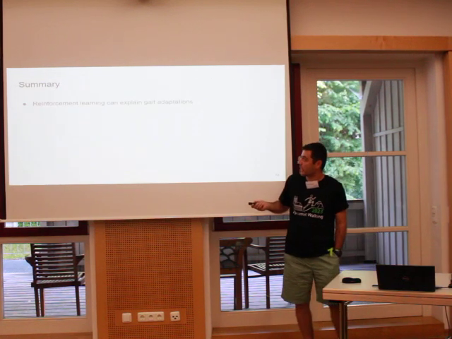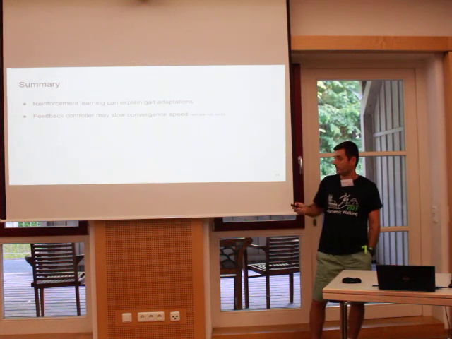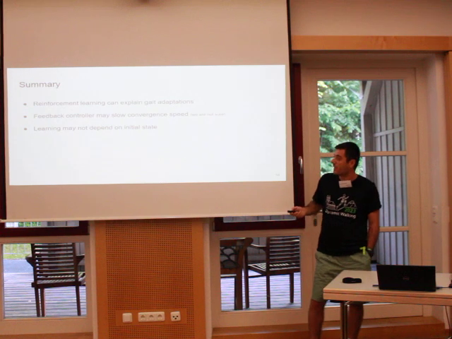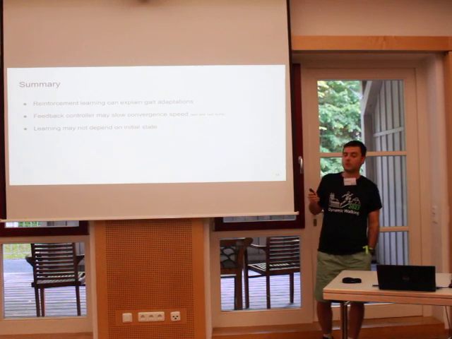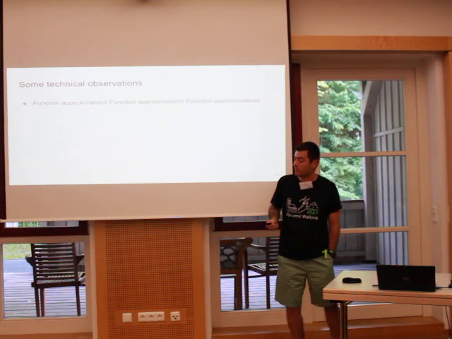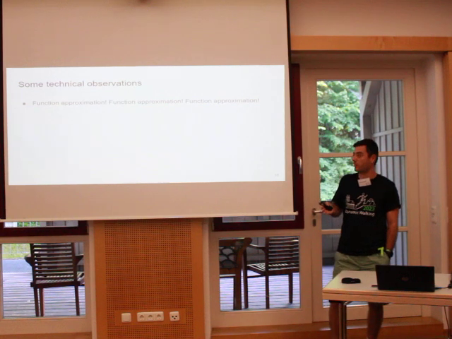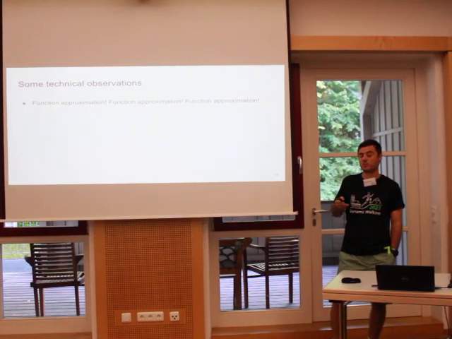Summary: reinforcement learning can explain gait adaptations. A feedback controller may slow convergence; we are not sure about this, it depends on many things. Learning may not depend on initial state, as we saw. Some technical observations: function approximation is extremely important. It basically determines if your model converges and to what value it converges.